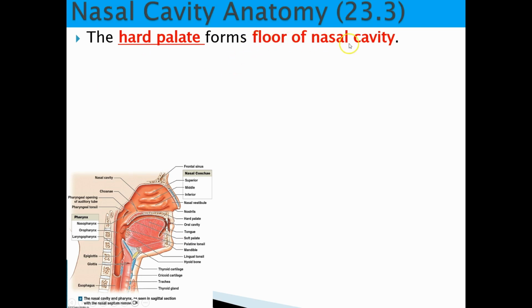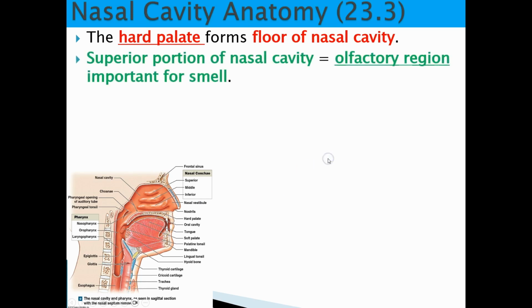Certainly then that's correct. It's the floor of the nasal cavity, but it is the roof of the oral cavity, because this would be the oral cavity. This is the nasal cavity, and as you can see, it's the floor here, but it's the roof down there.